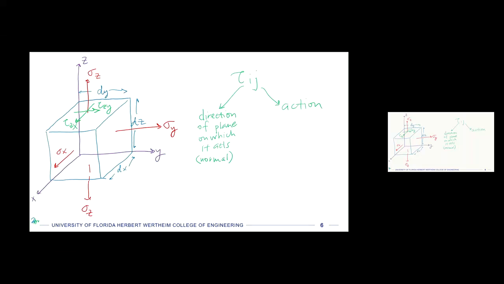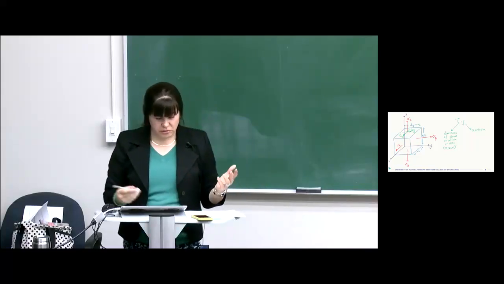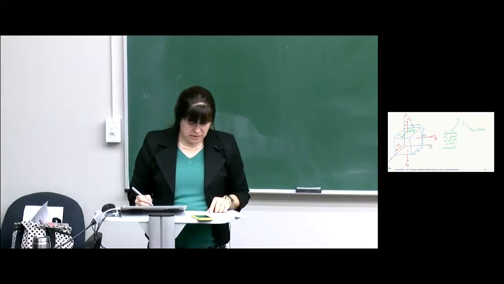All right. And so we can draw those same shear stresses on the other faces. We don't have a tau zz, right? Because if we're on the z face, we can't also act in the z direction. That would be coming out. That's a normal stress. So these are the conventions that we have.